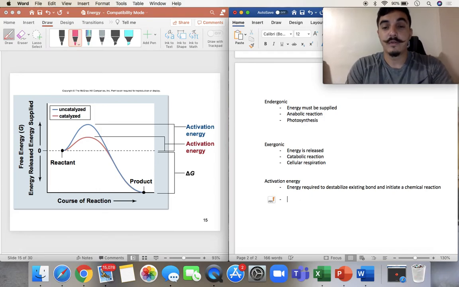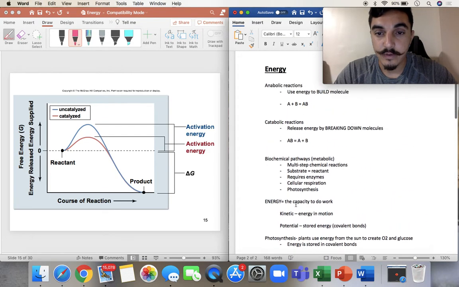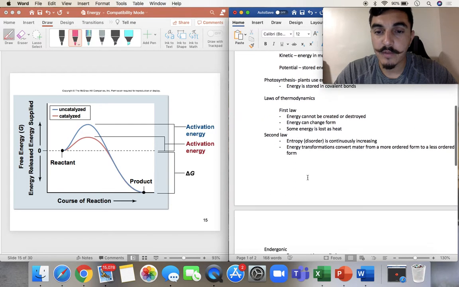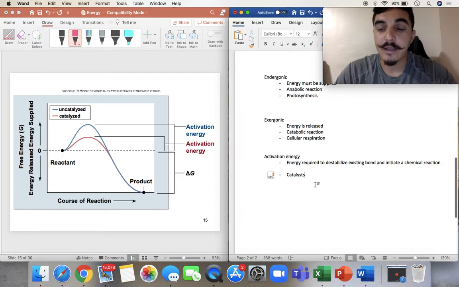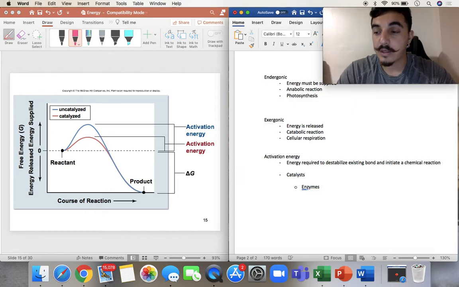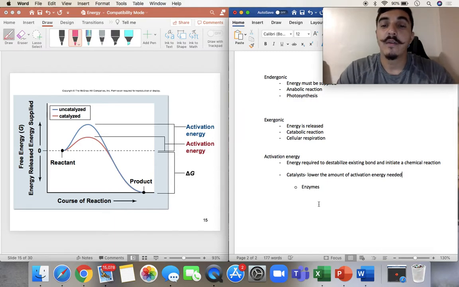So we have something that's called catalysts, okay? And those catalysts are enzymes. I think we wrote it down up here. Catabolic reactions, or maybe we did it. Maybe I got ahead of myself, okay? So we have what's called catalysts. Those catalysts are enzymes. Those enzymes are the ones that are gonna drive those reactions. Remember, catalysts, they lower the amount of activation energy needed, okay? So those are those enzymes.